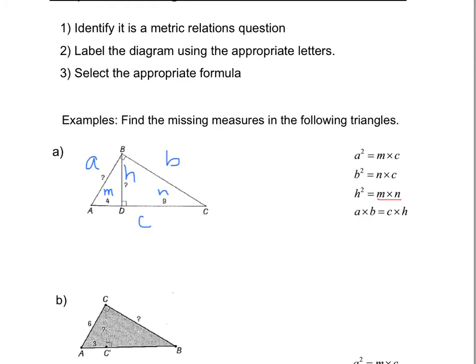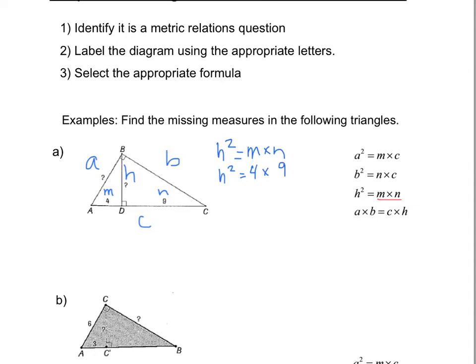Is the height what we're looking for here? Well, if I look at my example, I can see that, yeah, I need to find the height, and I know the M and the N. So I'm going to use this formula. I'm going to write the formula. It's very important you always start by writing the formula. So the formula is h squared equals m times n. So h squared is equal, I put in the value of m, which is 4, times the value of n, which is 9.